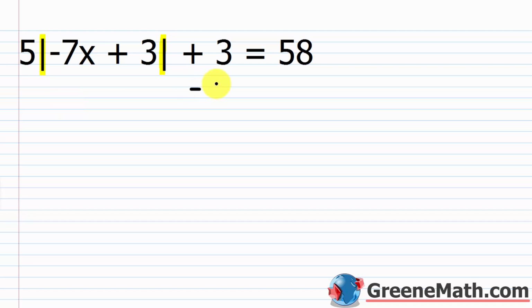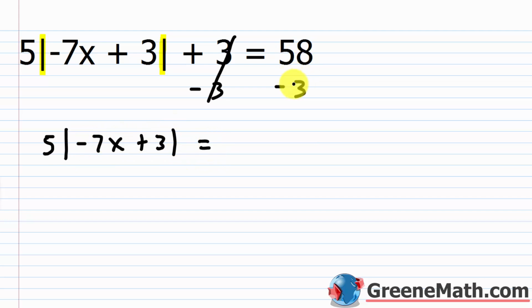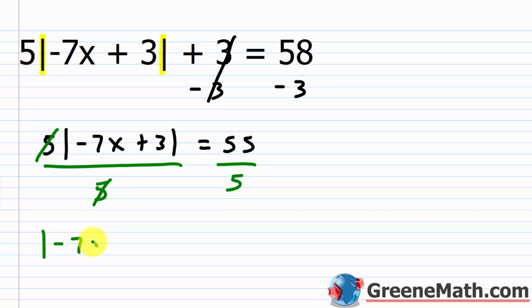So let's go ahead and subtract 3 away from each side to start. We'll get rid of that. We'll have 5 times the absolute value of negative 7x plus 3, and this equals 58 minus 3, which is just 55. Now I can just divide both sides by 5, and this would cancel with this. And so I have the absolute value of negative 7x plus 3 is equal to 55 over 5, which is 11. So now I have it in the format that I've been looking at.